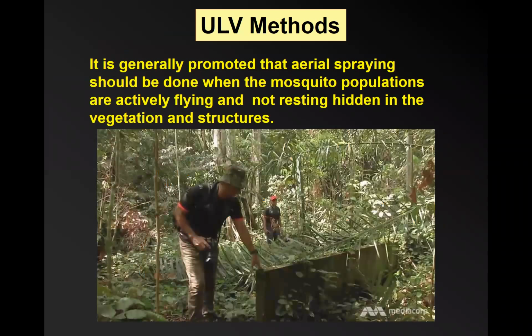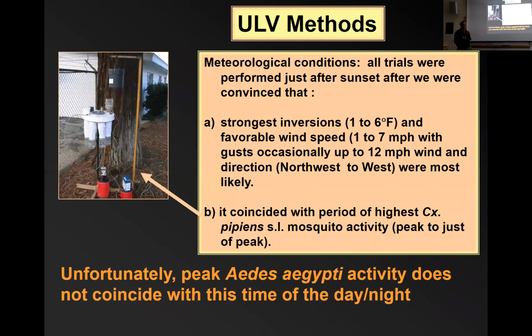So let's just get to, that's a bit of background. So now, some of the ULV methods that we apply here. Generally, it's accepted that aerial spraying should take place when the mosquitoes are active. They're actually actively flying, not hiding away under the trees and in the structures. So we're always looking for appropriate meteorological conditions. Culex pipiens anyway are most active just before sunset and just after sunset.